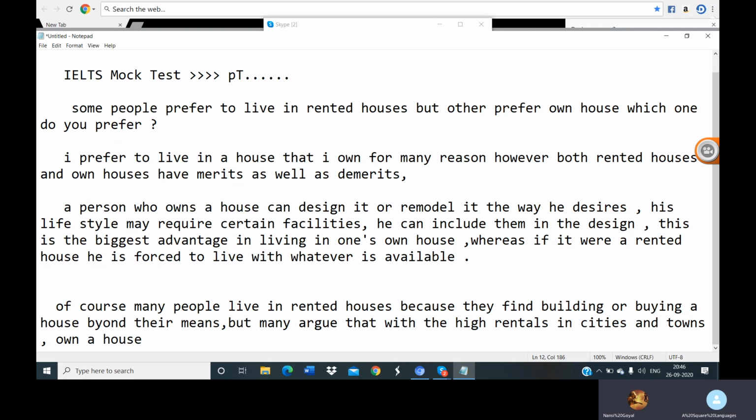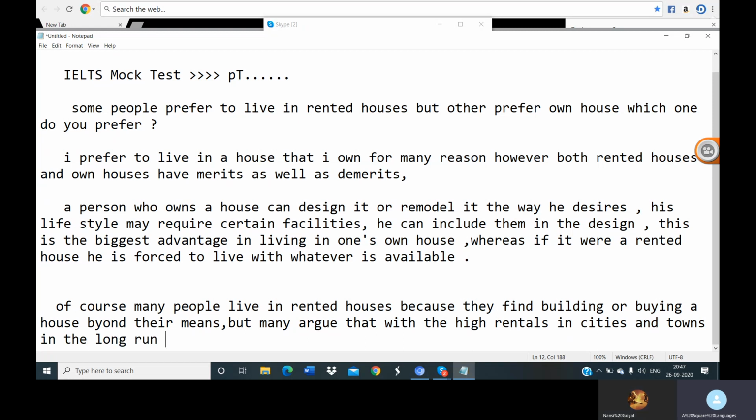Which one do you prefer? You will not only tell them the advantages and disadvantages. You have to tell them your views also. What do you prefer? So what do you say? But many argue that with the high rentals in cities and towns, in the long run, I can say it is the very best way.